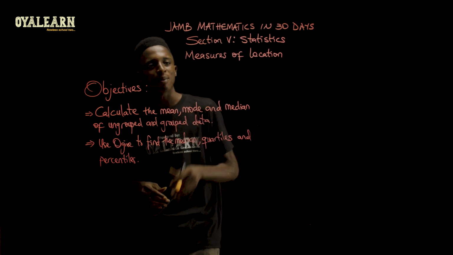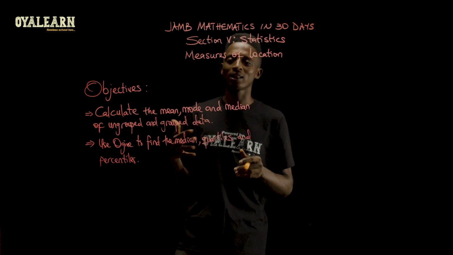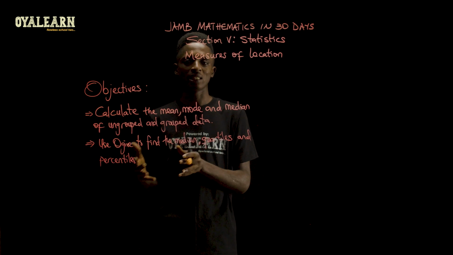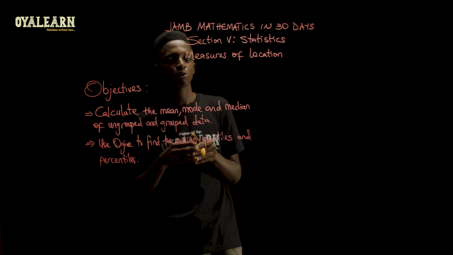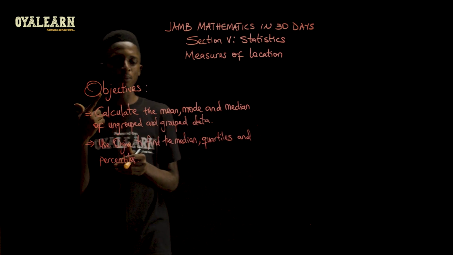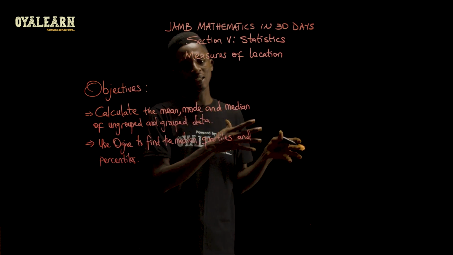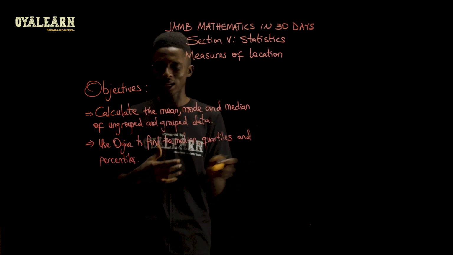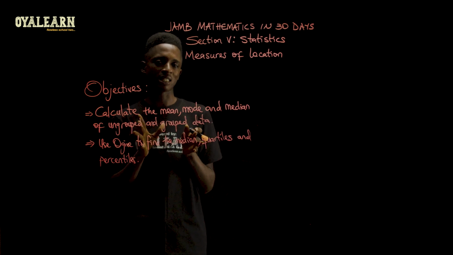Now, day 20 is about measures of location. Measures of location is when we're looking at things like mean, median, mode of grouped and ungrouped data. What Jamb expects you as a candidate to be able to do before you go into the exams are listed here in the objectives. They expect that you should be able to calculate the mean, mode, and median of ungrouped and grouped data, and also to be able to use the cumulative frequency curve, otherwise known as the OGIF, to find the median, quartiles, and percentiles of data.